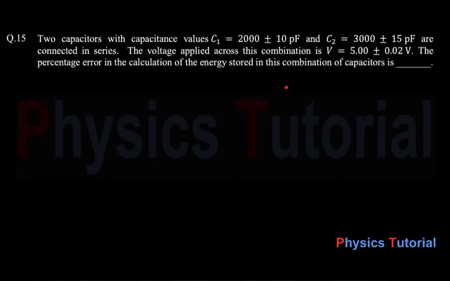So what is the combined energy? That is half of CV square. So V net you have to find, as you know, with the help of the combination of the capacitance you can find this. By using differentiation of the formula 1 by x, you should know that it is minus 1 by x square, you get dC by C square is equal to dC1 by C1 square plus dC2 by C2 square.